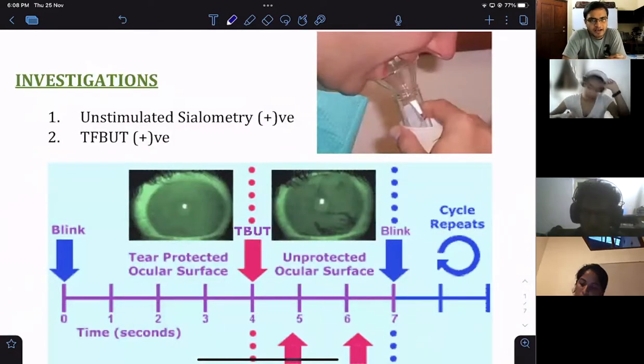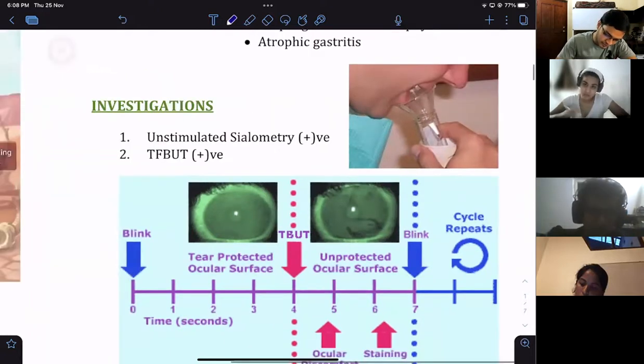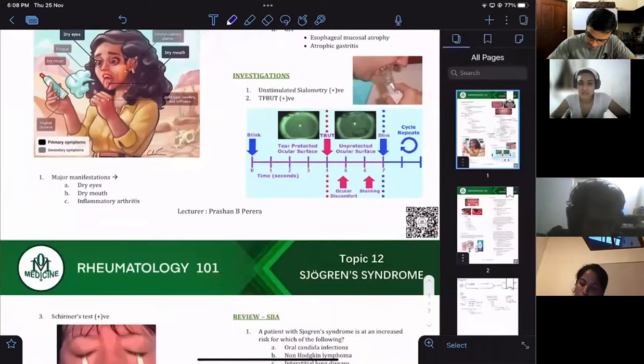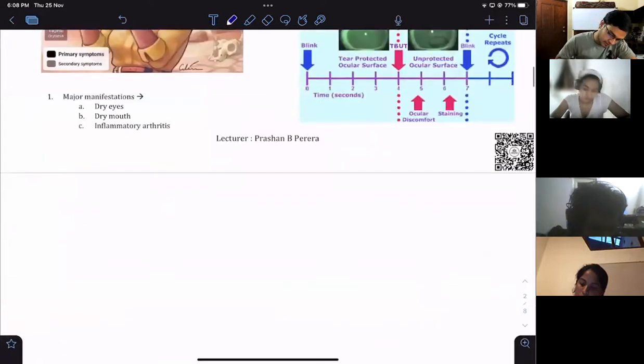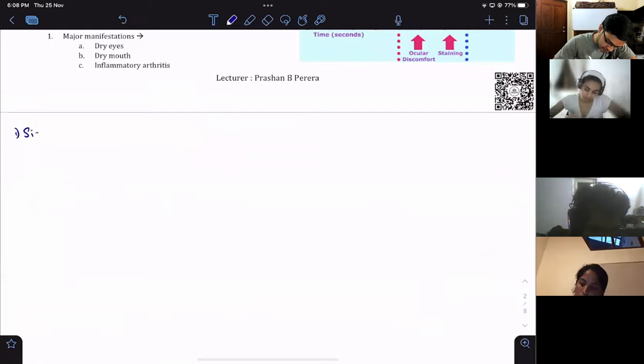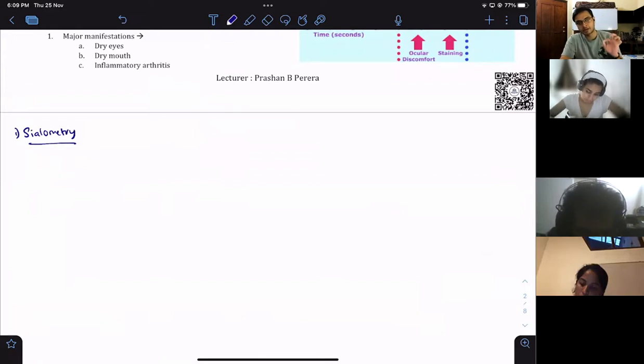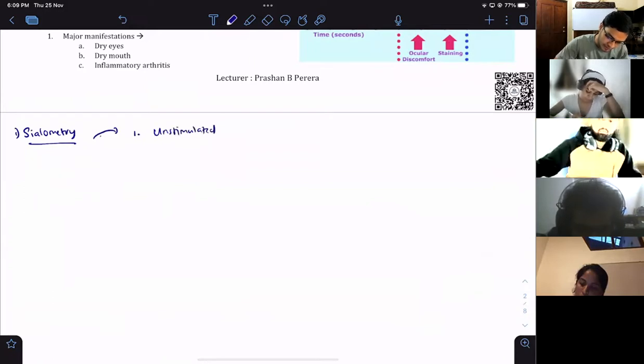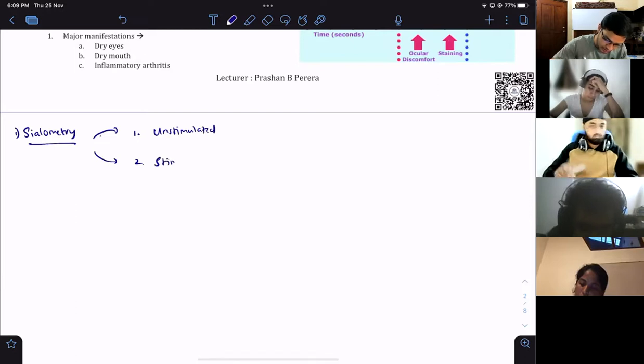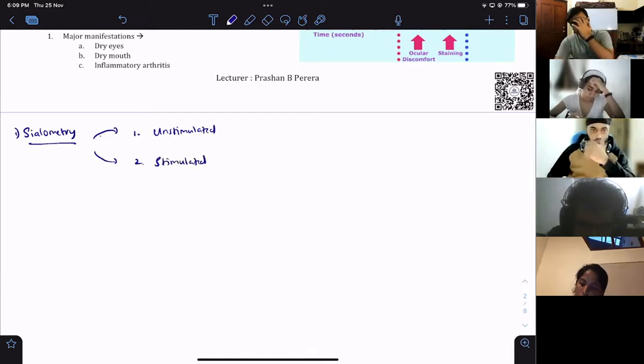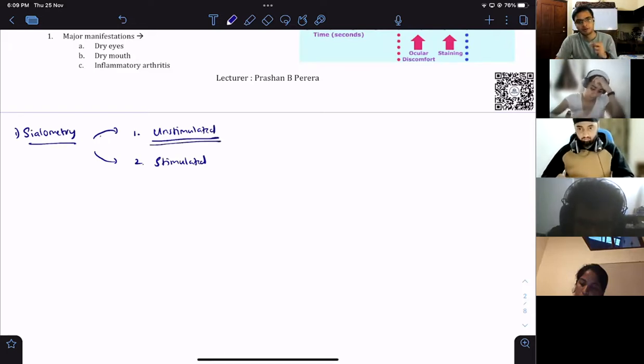Firstly, guys, there is something called sialometry. What is this sialometry story, right? Sialometry, guys, basically this is a measurement of the salivary flow rate. There are two types of sialometry. One is called unstimulated sialometry. The next one is called stimulated sialometry, right? So for Sjogren's, we use this unstimulated sialometry test, right?